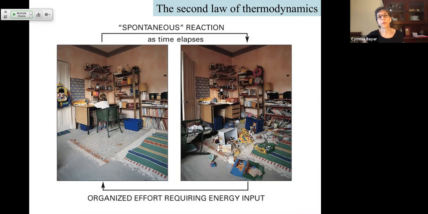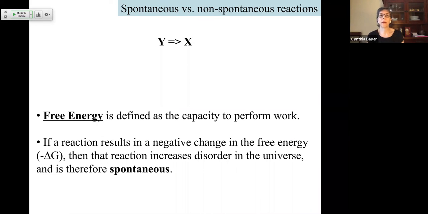So let's bring this to an actual cell and think about the chemicals, the compounds that are within a cell. If we have a reaction, Y is converted to X, what would make this reaction a spontaneous reaction? What could we say about Y compared to X that would make this chemical reaction spontaneous, meaning that Y will be converted to X? Anyone give me a guess?